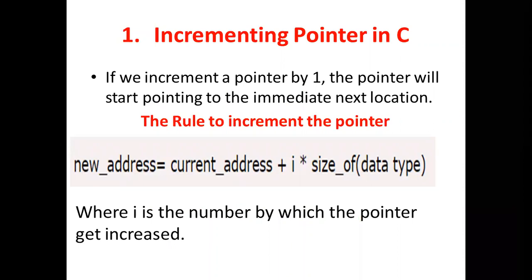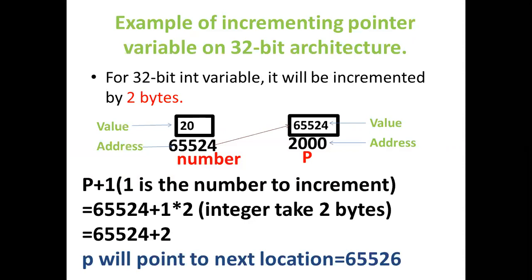If we increment a pointer by 1, the pointer will start pointing to the immediate next location. The rule to increment the pointer: new address equals current address plus i into size of data type, where i is the number by which the pointer gets increased. For example, for a 32-bit int variable, increment will be by 2 bytes.